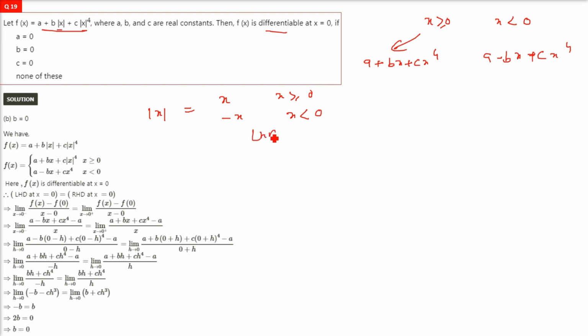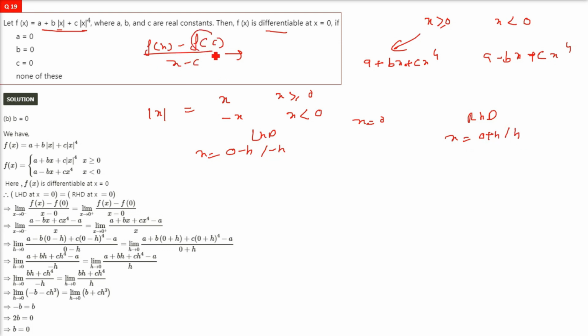So left hand derivative and right hand derivative we are going to find out. So I'll just simplify the function. (f(x) minus f(c)) by (x minus c) is our actual expression for derivability. So f(x) minus f(c), we have to check at x equals 0. So x is 0 minus h on the left, that is negative h. x is 0 plus h on the right, so you can write it as h. So f(c) is what? This one, a plus b|x| plus c|x|^4. So f(0) will be a plus b into 0 plus c into 0 to the power 4, so you will get an a here.